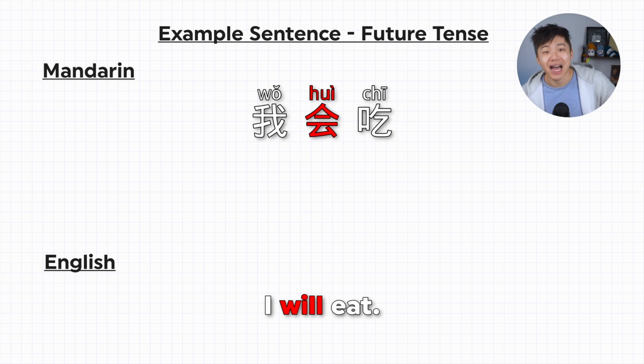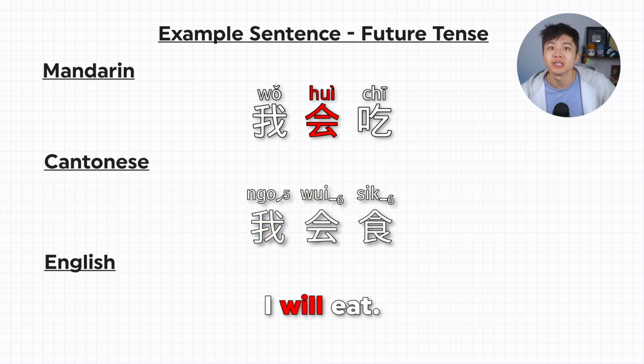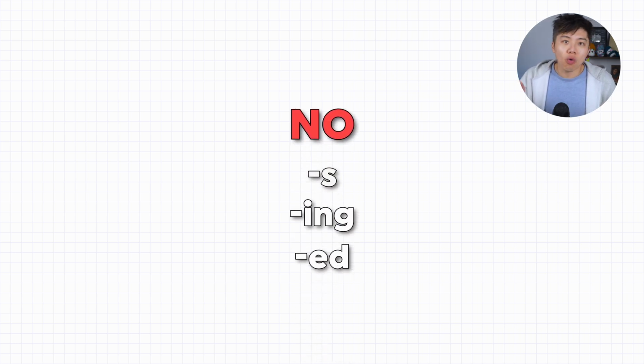Now in Cantonese, exactly the same. Mandarin 我会吃, Cantonese 我會食, I will eat. Okay, it's the exact same thing. It comes before the verb, so the action will happen in the future. I will eat. So now we know, okay, Chinese verbs don't change, no conjugation. That's already different from English.